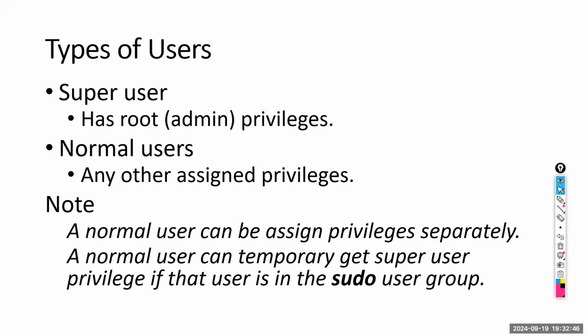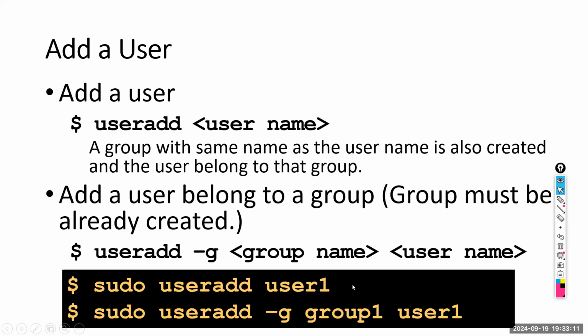So as I told you, we have two types of users, the super user and the normal user. Normal users can assume some of the super user or admin user's privileges if you use it with sudo, but not every user can do this. If your user is in the sudo group, then only you can use sudo. And of course, when you create a user, if you want, you can add it to the sudo user group.